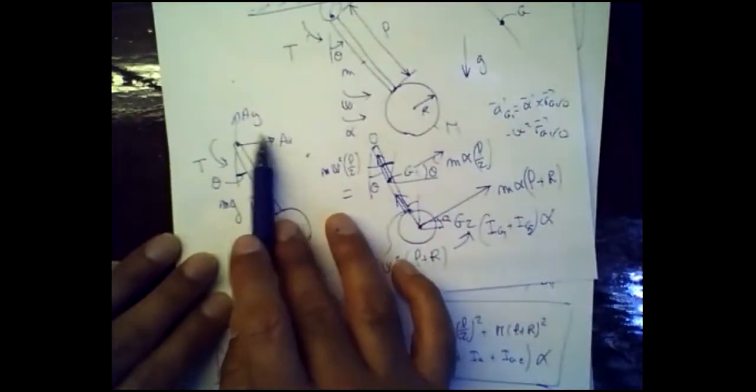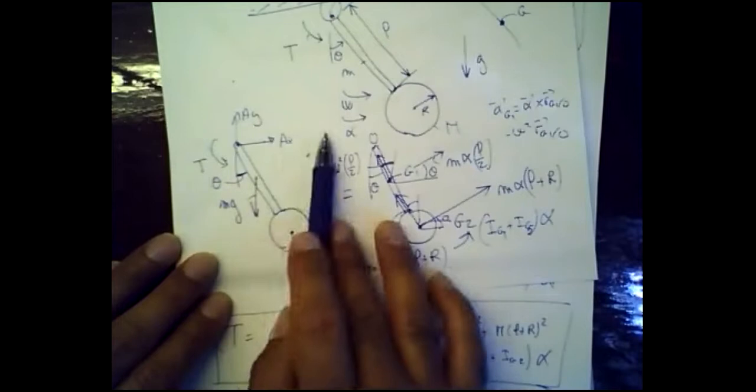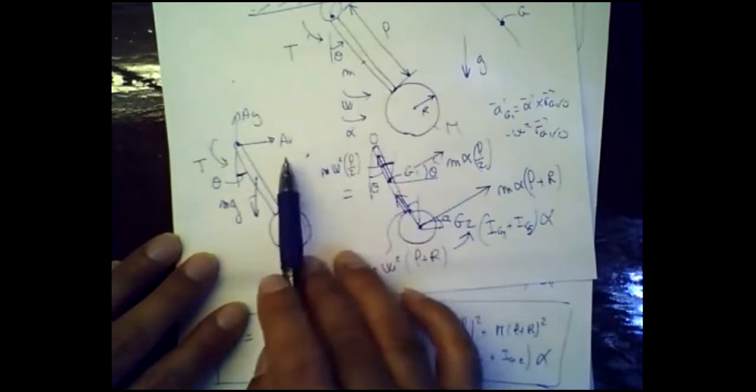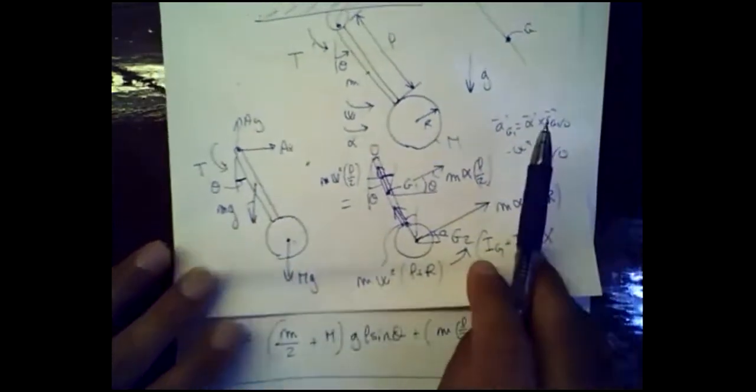We have three unknowns, AX, AY, and the torque. We can sum the forces in the X, sum the forces in the Y, and sum the torques. We can solve for AX, AY, and then the torque from the three equations that we have.